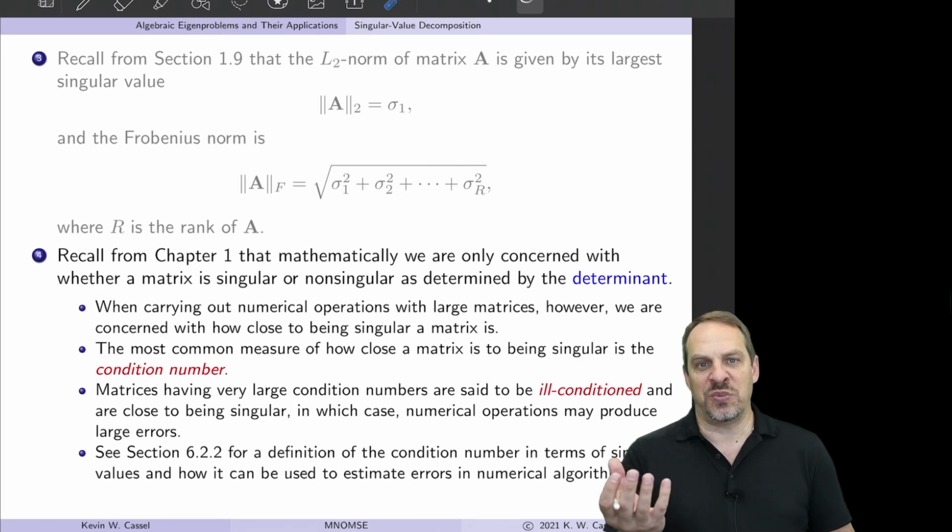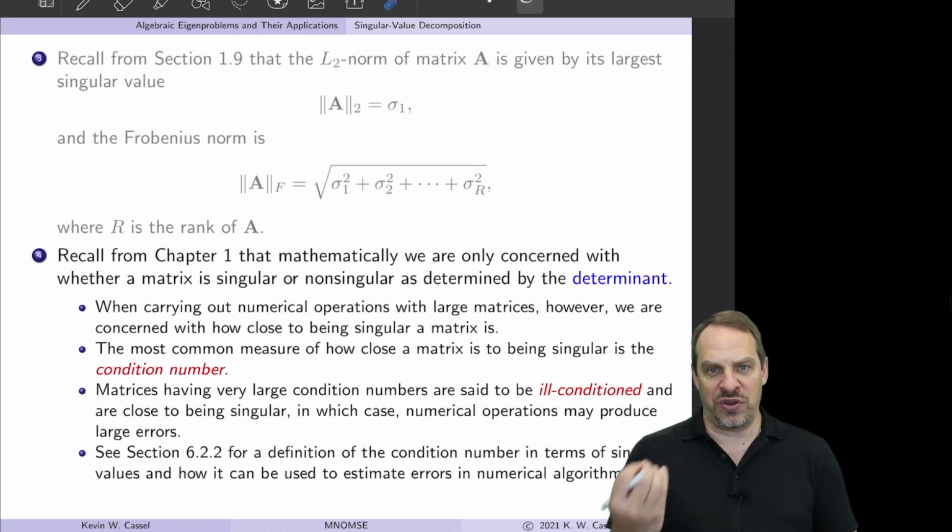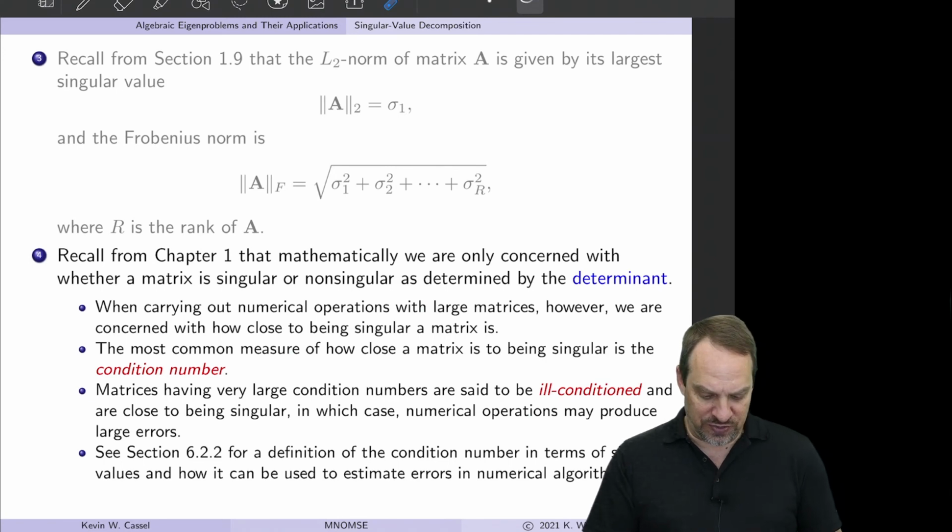Well, the condition number is based on the singular values of the matrix. So from the SVD, we can determine the condition number. From the condition number, we can determine whether it's well-conditioned or ill-conditioned, and whether these standard operations are going to be successful or not in terms of giving us accurate results.